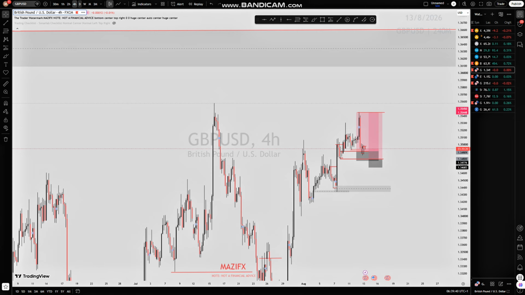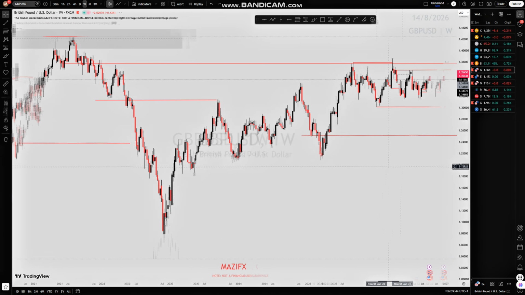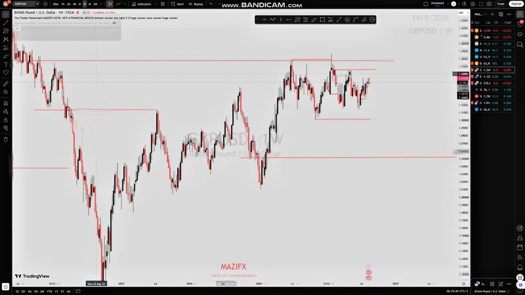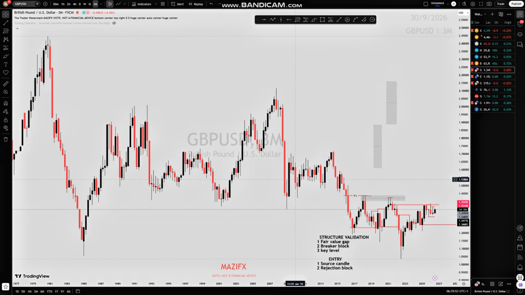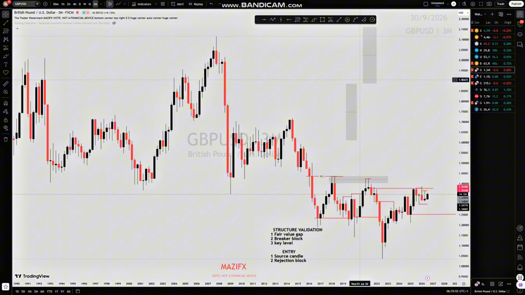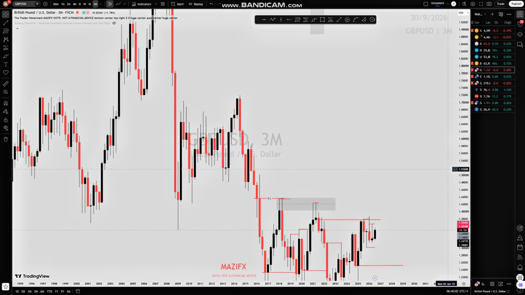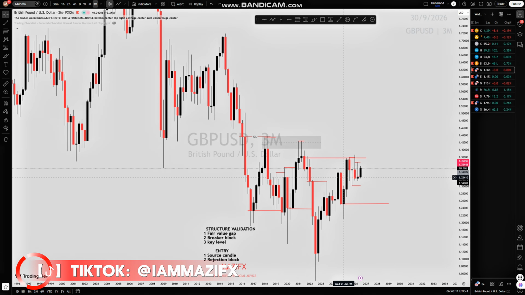All right, so we start from the weekly to have a trade idea of what GBP USD is actually doing. Let me make this chart look a bit concise, so we can have an idea of what GBP USD is doing. Looking at this point here, I was able to validate this structure with my guys on my TikTok live stream.